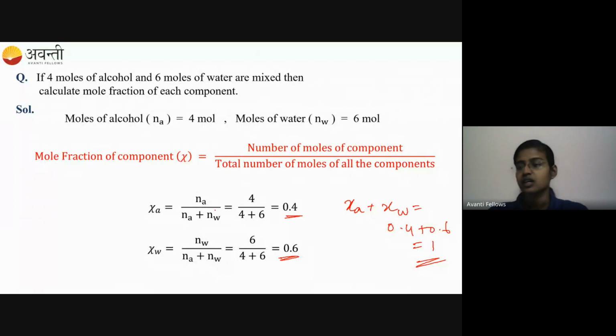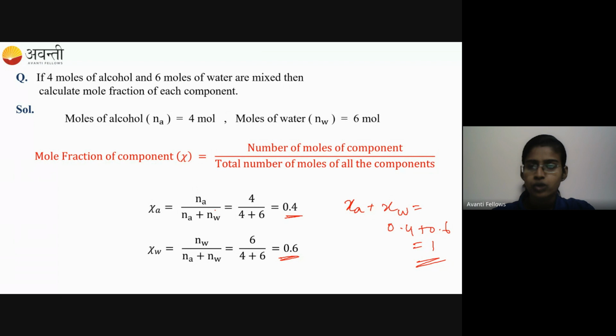Okay, good. Now the next term is molarity. I think we can discuss molarity and molality in the next class. We can do molarity and molality in the next class, and then we will try to solve some more previous year's questions of JEE and NEET from this lesson, and then we will move on to the next lesson.